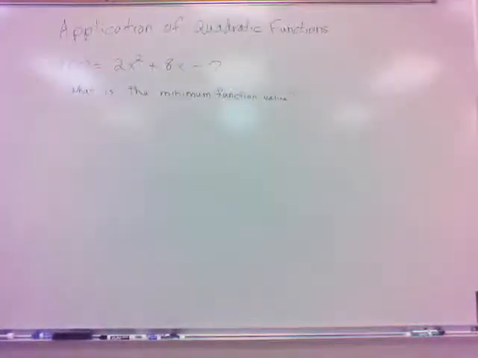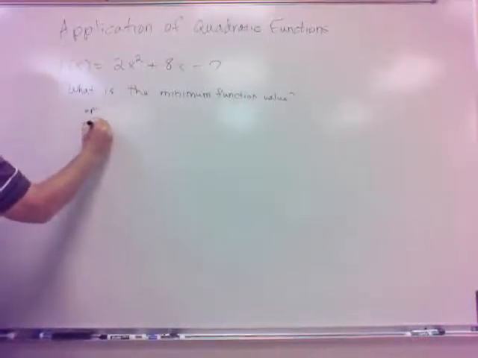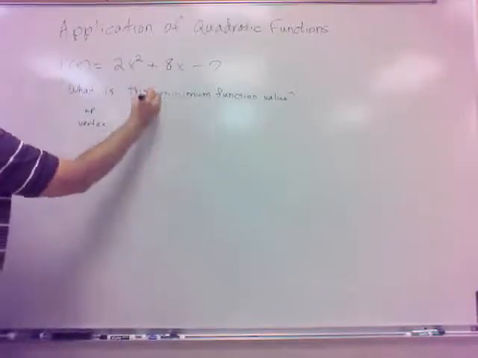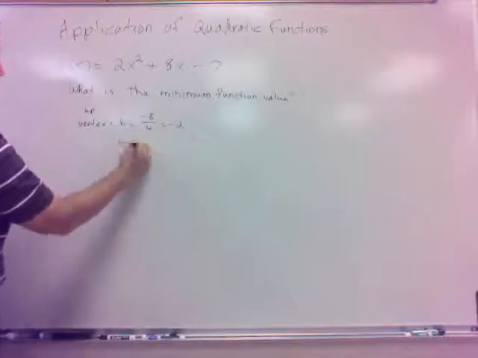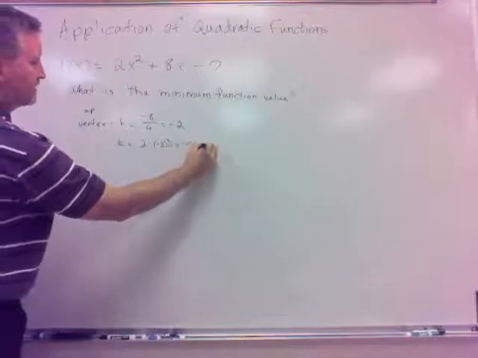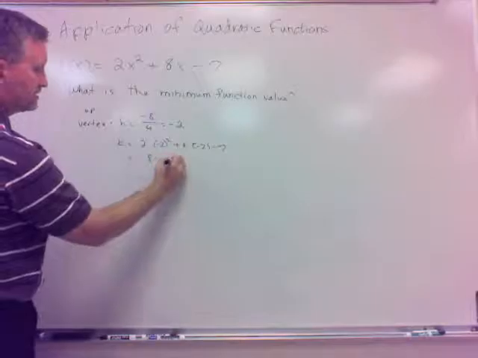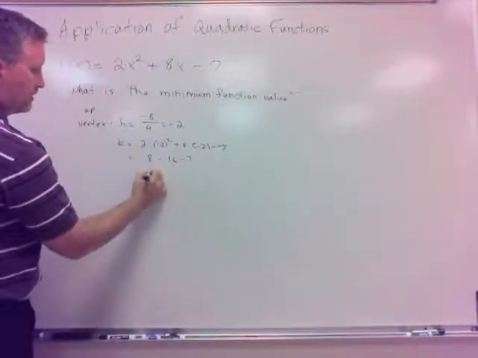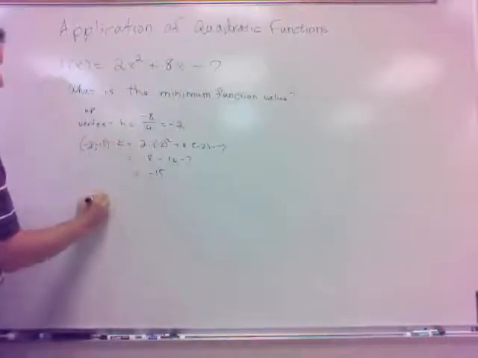Because that's where our application is going to come, and it should be pointed out here that if we graph this, we know it opens up, and the vertex, well, the vertex would be what? h equals minus b, would be minus 8, over 2 times a, which would be 4. Negative 2. The k would be 2 times negative 2 squared, plus 8 times negative 2 minus 7, just what we got through talking about. That would be 2 times 4, which is 8, minus 16 minus 7, so that leaves negative 15. And the y-intercept's negative 7.